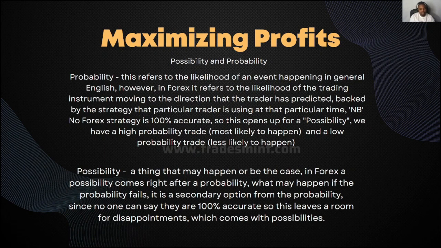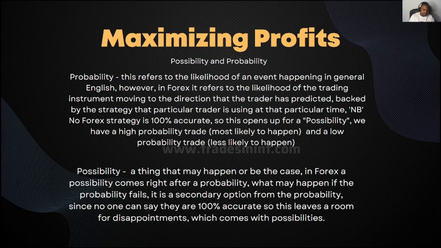And then you must take note and caution of this. No Forex trading strategy is 100% accurate. So this opens up a possibility. We will have a high probability trade most likely to happen and a low probability trade that is less likely to happen. That low probability trade is then a possibility of what would happen if the main probability doesn't happen. I hope you guys understand this concept straightforwardly. And please listen to me each and every time and try to screenshot and reread what I've written down here. In that case, it's going to be much easier for you to understand the difference.